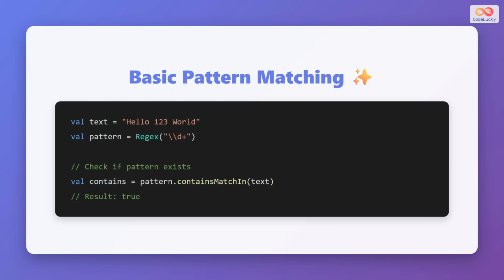Let's start with basic pattern matching. Suppose we have a string that says "hello 123 world". We can create a regex pattern using \d+, which matches one or more digits. To check if our pattern exists anywhere in the text, we use the containsMatchIn function. This function returns true if the pattern is found and false otherwise. In this case, since the text contains the numbers 123, the function returns true. This is useful when you simply want to know whether a pattern exists in your text without needing the actual match.